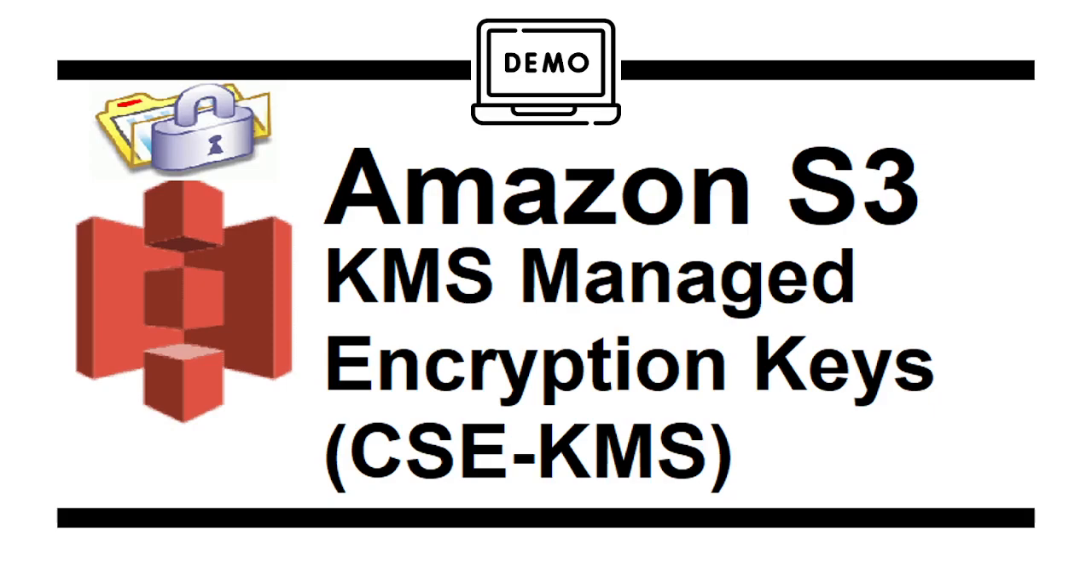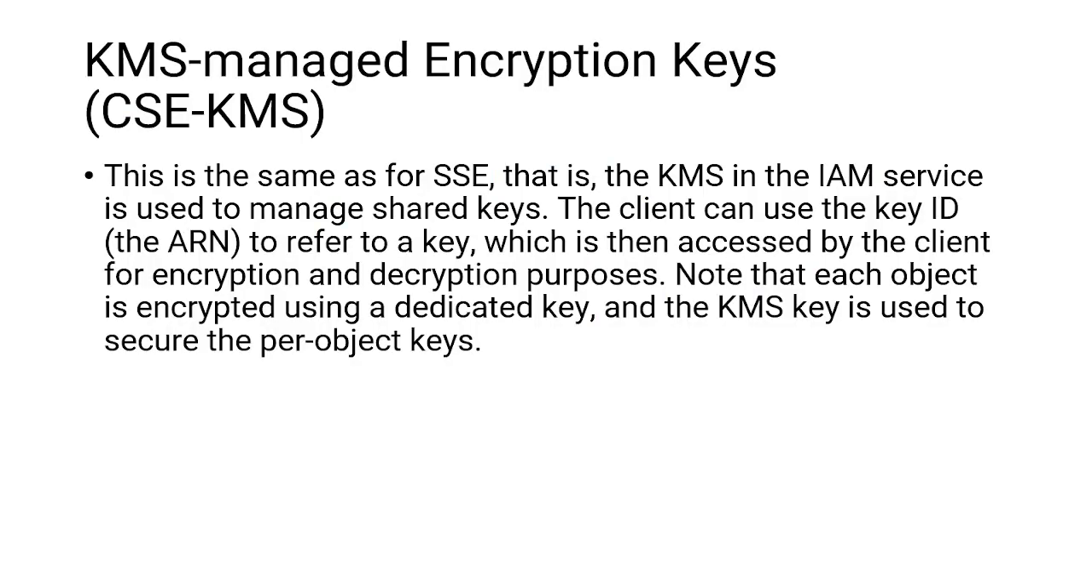Today we'll be discussing KMS managed encryption keys for encrypting data in Amazon S3. We'll be looking at CSE-KMS. This is the same as SSE, server-side encryption, in that the KMS in the IAM service is used to manage shared keys. The client can use the key ID, the ARN, to refer to the key, which is then accessed by the client for encryption and decryption purposes. You must note that each object is encrypted using a dedicated key, and the KMS key is used to secure the per object keys.